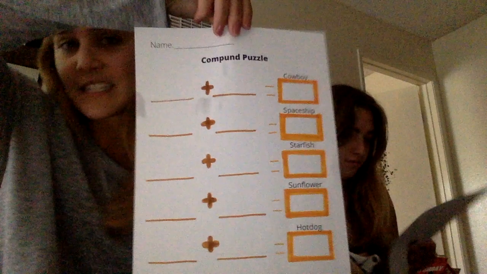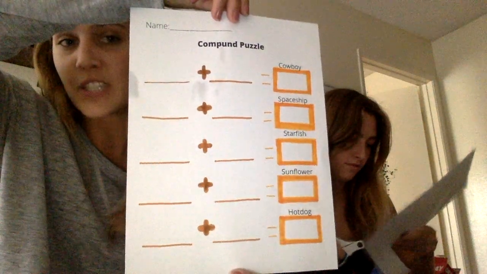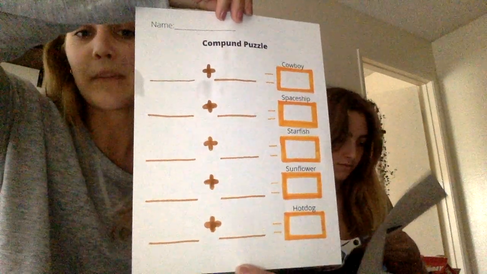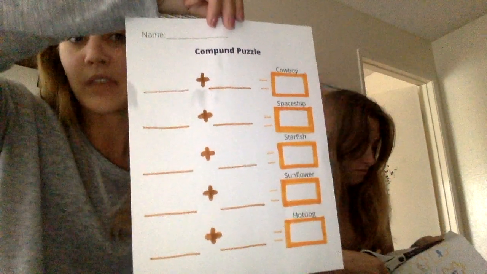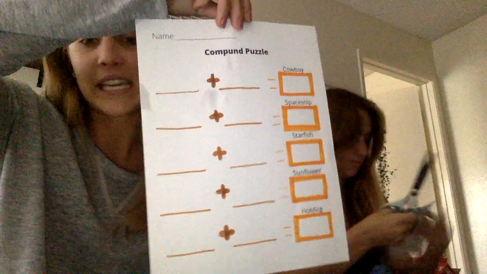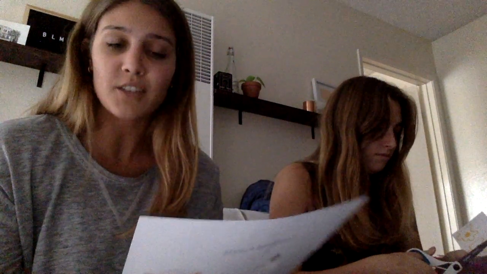And then to show you what we are going to be working with, this is the compound puzzle worksheet to get students familiar with not only math equation format, but also the ability to combine one word with another to make and equal the final compound word. So some of the words we're going to be working with are cowboy, spaceship, starfish, sunflower, and hot dog.